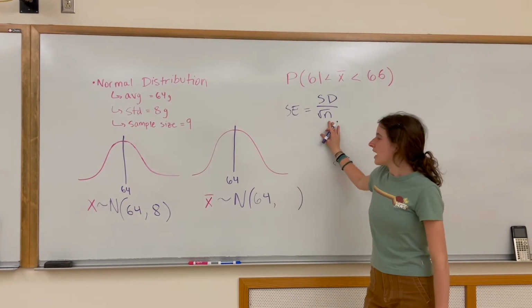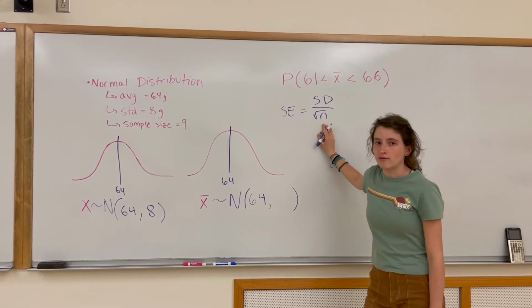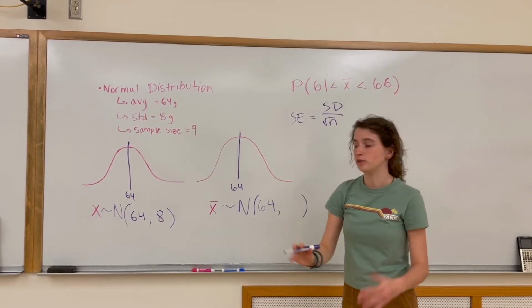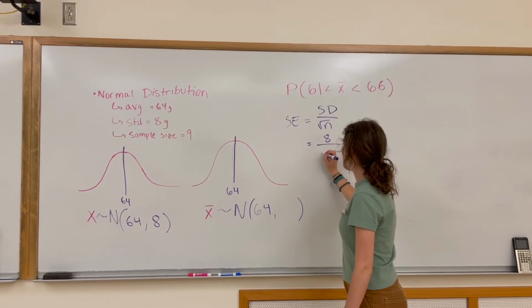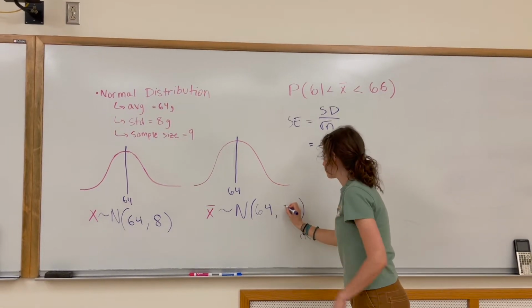But here, we actually have a pretty small sample size. Our sample size is only 9, so this is really going to affect our standard error. To finish constructing the distribution, we have our standard deviation, which is 8, divided by the square root of 9, which is our sample size. So that's 8/3.